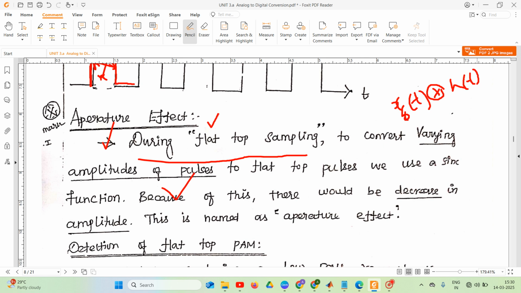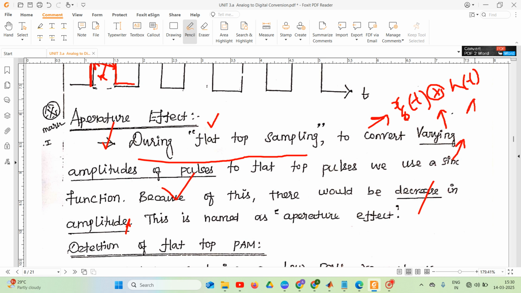It is a rectangular pulse train. So in the frequency domain, we are representing it as a sinc function, right? Once you perform the convolution operation with the x delta of t, what happens? It decreases our amplitude. Why are we doing this? In order to get the flat top PAM signal, we need to perform this operation.